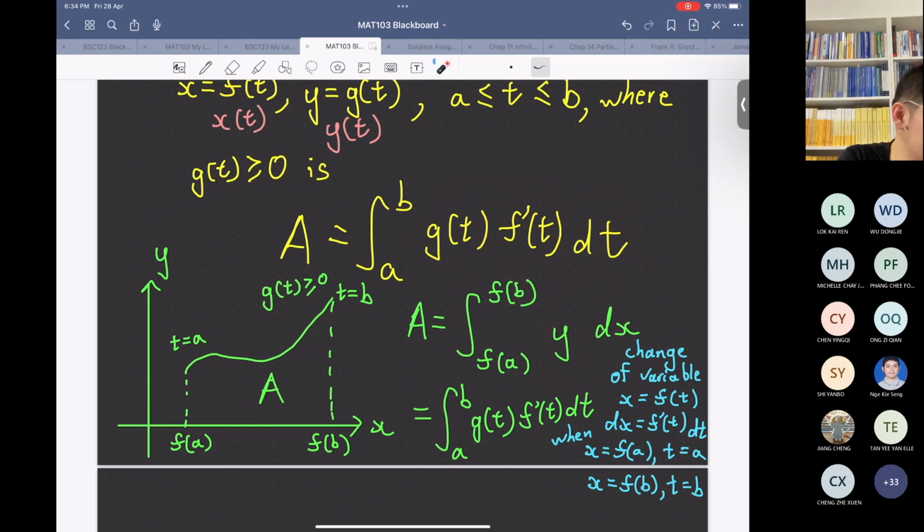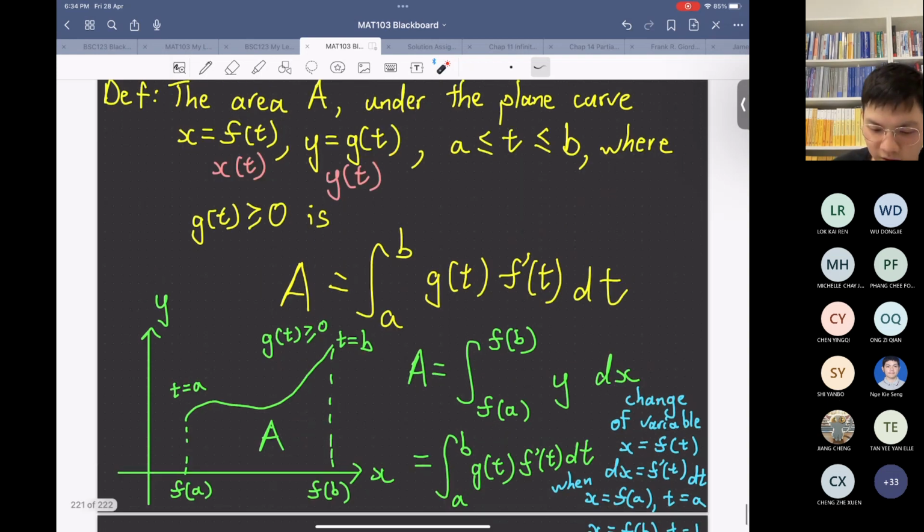Okay, before we go into example, does this make sense? Does this definition make sense or not? Any question on this definition?